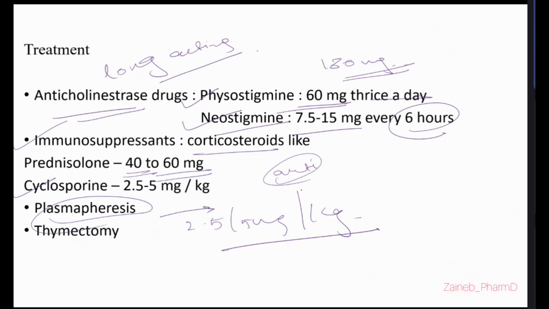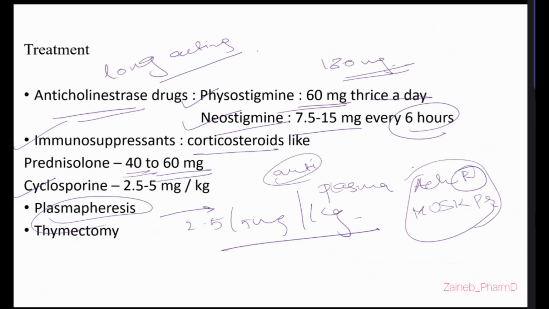Plasmapheresis means that in the plasma there are autoantibodies against the acetylcholine receptors or the MuSK proteins. So during plasmapheresis these antibodies are removed, and the patient will get relief. And the other last option is thymectomy. Thymectomy is a removal of the thymus gland.